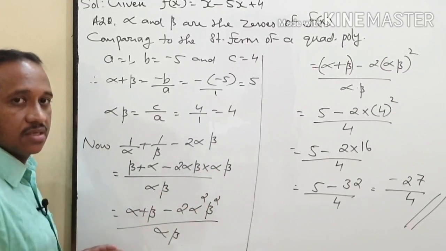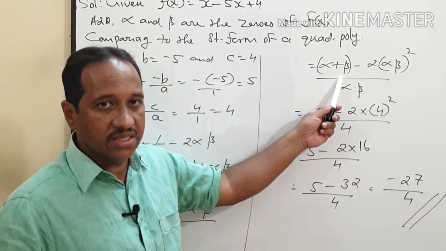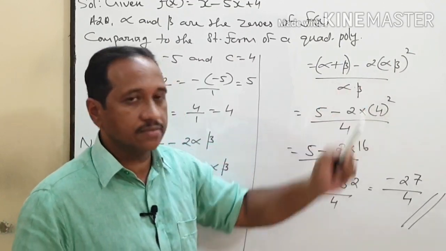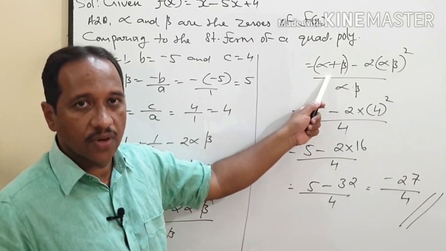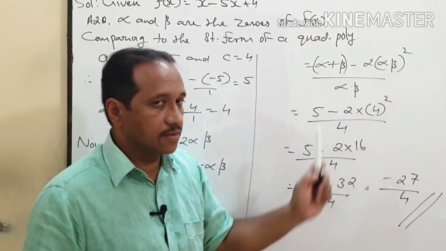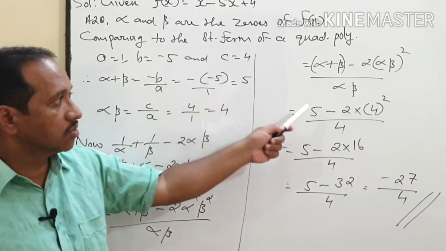Now this expression is expressed in the form of only alpha beta and alpha + beta. Here we are going to substitute the values of alpha + beta and alpha beta. By the relation, we have alpha + beta equal to 5.